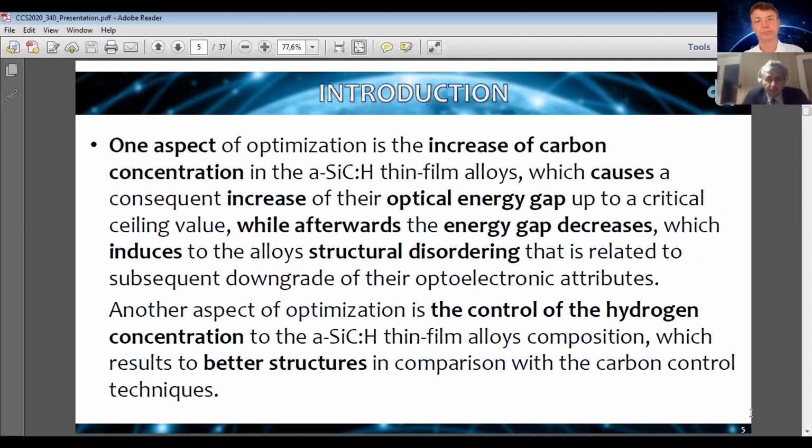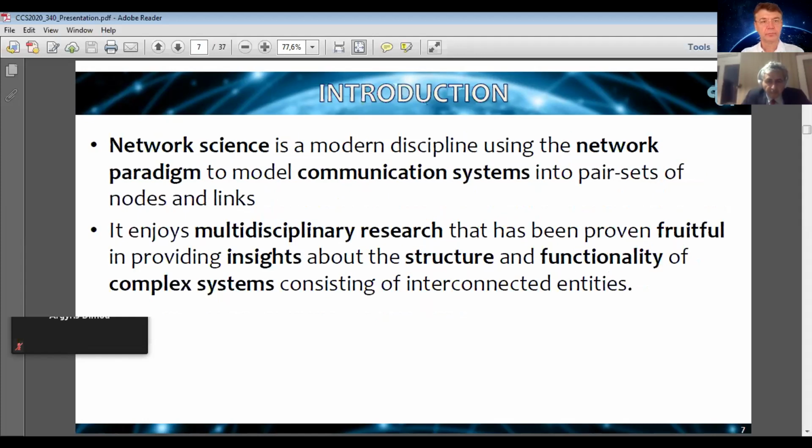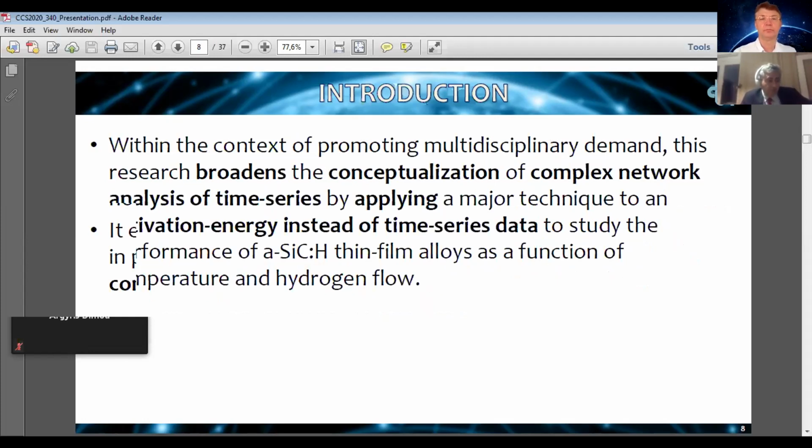Promoting the multidisciplinary demand of modern material physics, our work broadens the conceptualization of complex network analysis of time series by applying the visibility graph algorithm, which is a broadly used algorithm, to the activation energy data instead of time series data, in order, of course, to study the performance of a-SiC:H thin film alloys as a function of temperature on the one hand, and of hydrogen flow on the other.